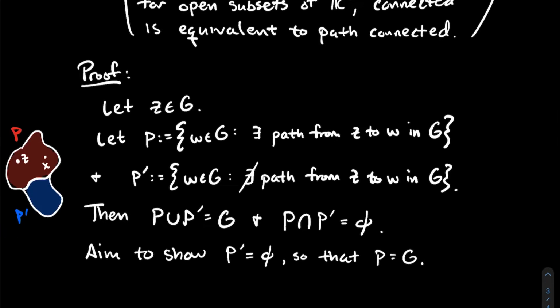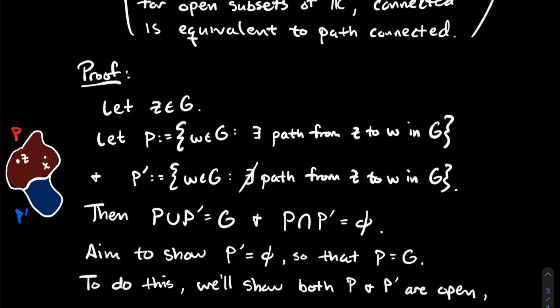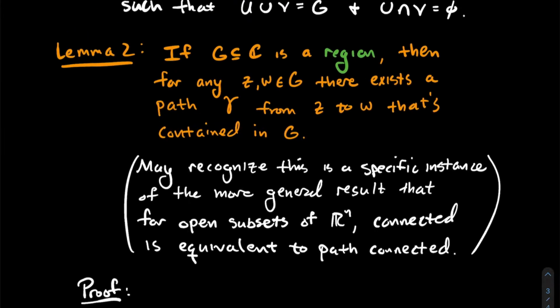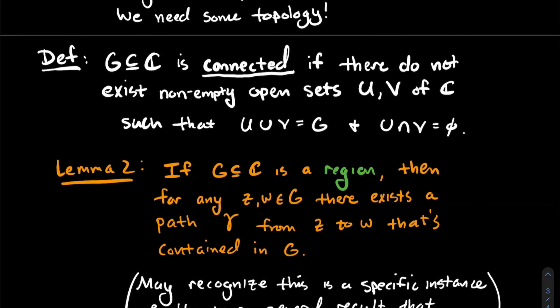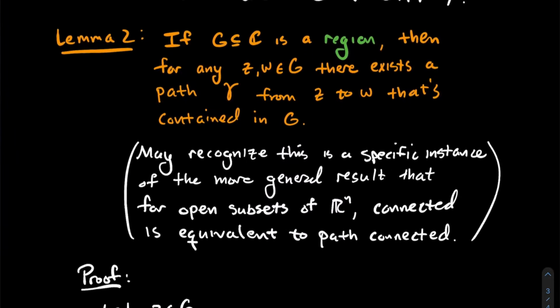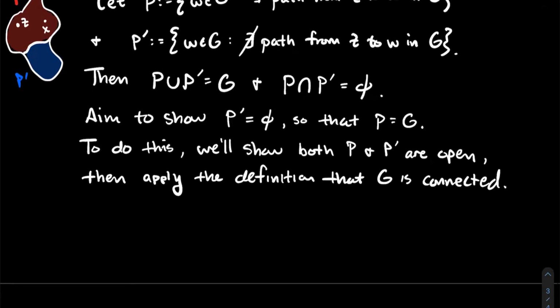And the way that we've set this up is we're going to try to show that P prime is empty, therefore P is equal to G. And the way we're going to do that is we're going to try to show that both P and P prime are open sets, because then we could utilize, if I scroll back up, the definition of being connected. So by definition, if it's connected, there should not exist two non-empty open sets that split G into two pieces and union to give you back all of G. Okay, so that's again the big picture of what we're going to try to do. So let's do it.